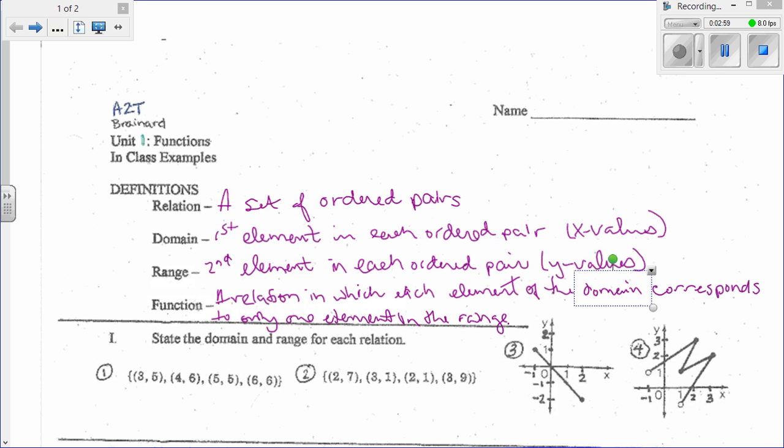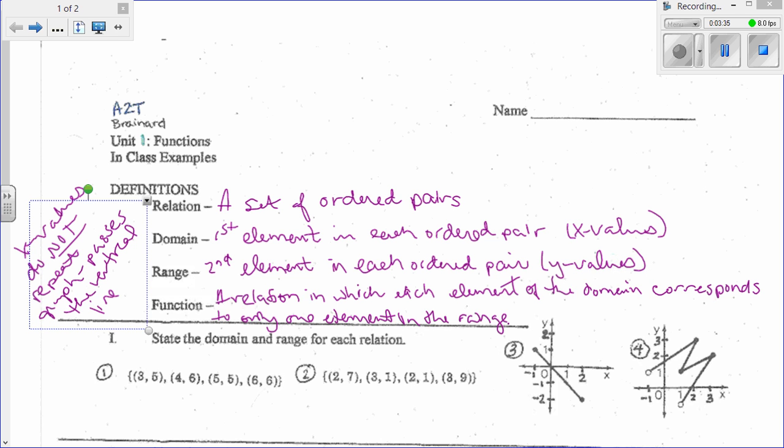So what this means in English is the x values do not repeat in a function. And on a graph, it passes the vertical line test. Okay?